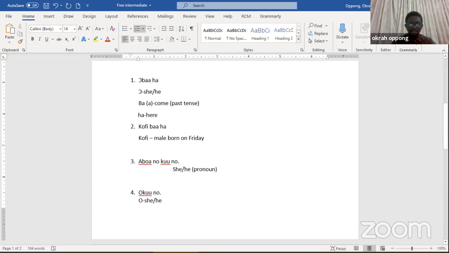You don't write the noun and the verb like this, Kofibaha. You don't write it like that. We separate this. So this is a relationship between the pronoun, subject, and the verb, and also the noun, subject, and the verb. So look at example 3. I'm saying that we combine our pronouns and our verbs, but only at the beginning of the sentence, when the pronoun begins the sentence.